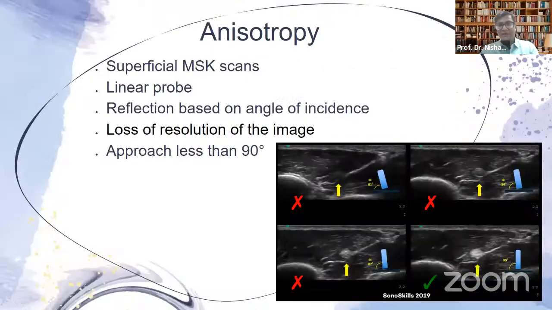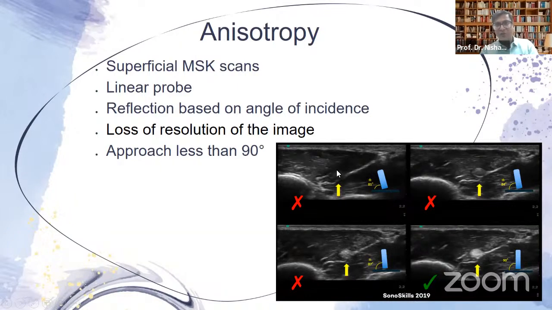Now, what is anisotropy? Anisotropy is seen in superficial musculoskeletal scans when we use a linear probe, and the reflection is based on the angle of incidence. So if the approach of the needle or the probe is less than 90 degrees, then there's a loss of resolution of the image. If you see here, the angle is around 81 degrees, and the image is not so good. As we keep going towards 90 degrees, at 84 degrees, you see the structures here.